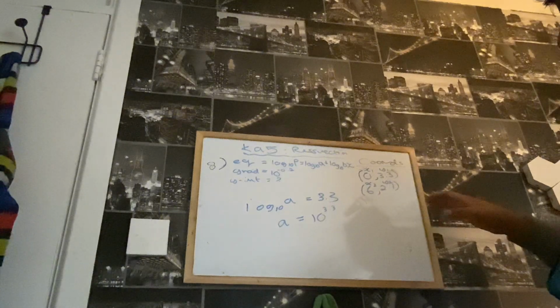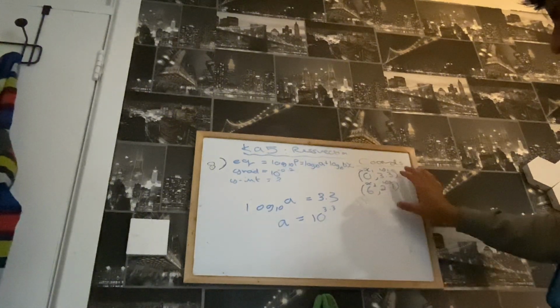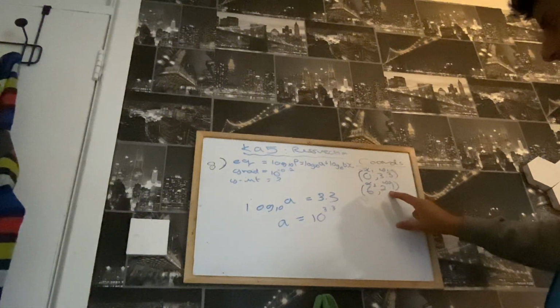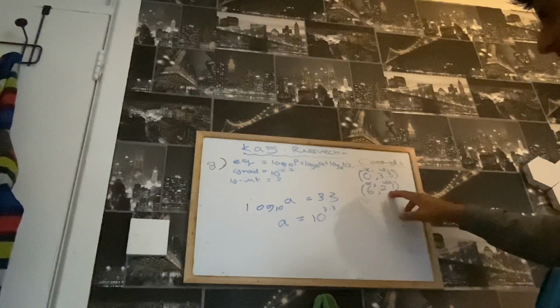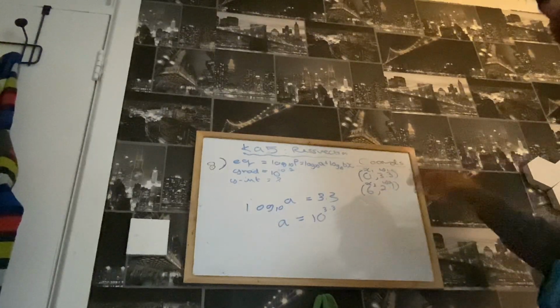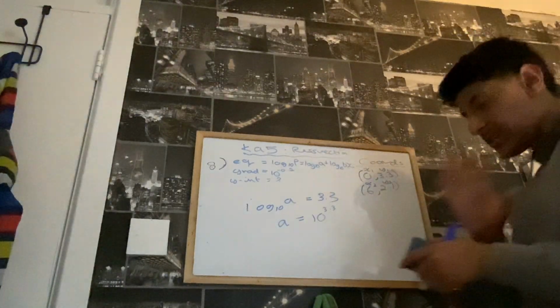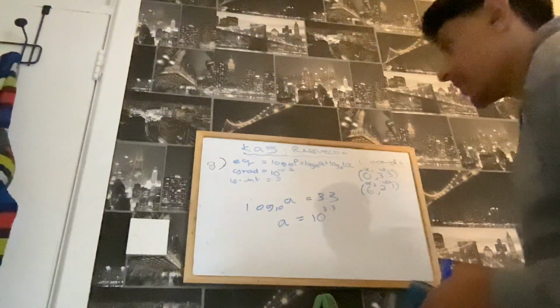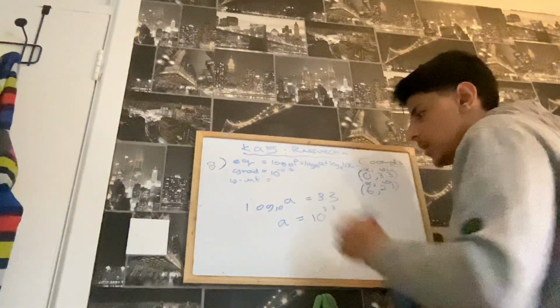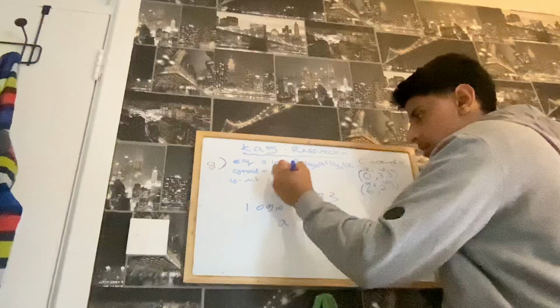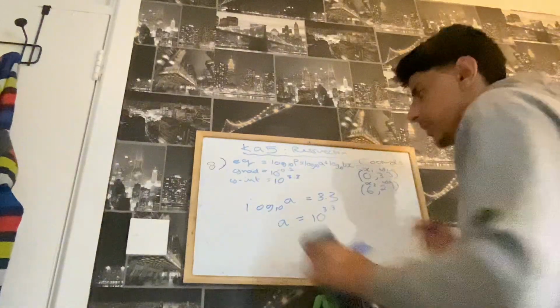Keep in mind, our value of intercept would not be the same if we put 2.1, because this isn't when x is 0, it has to be when x is 0. This is really important. So our y-intercept now, we know, is 10 to the power of 3.3.